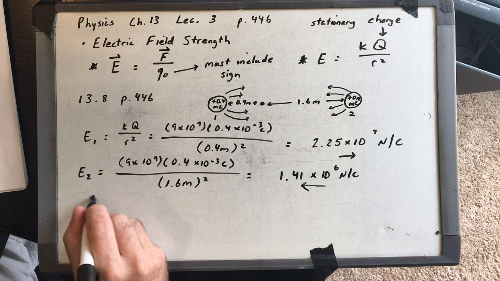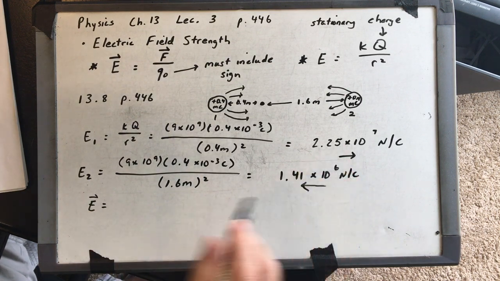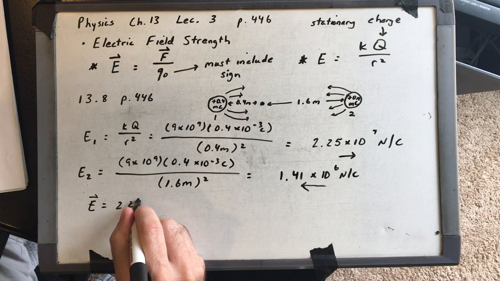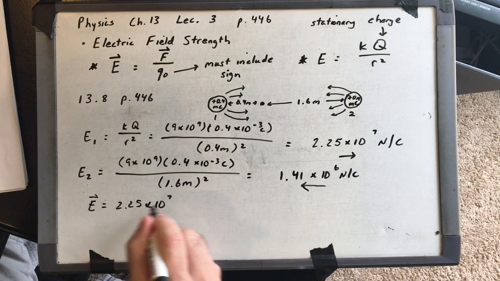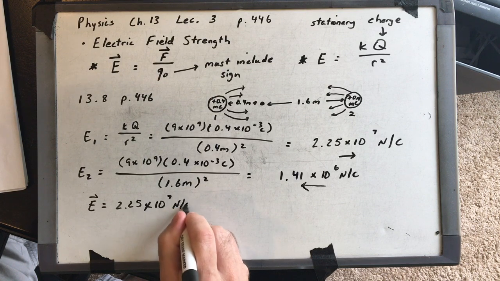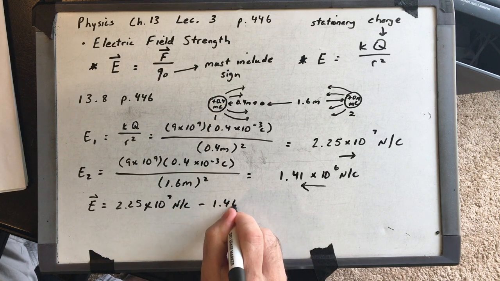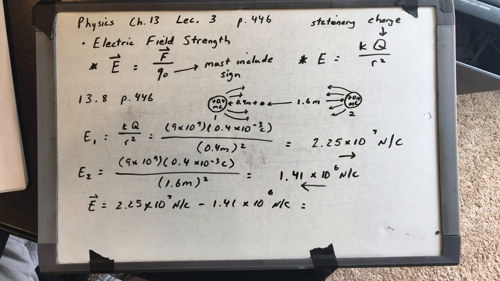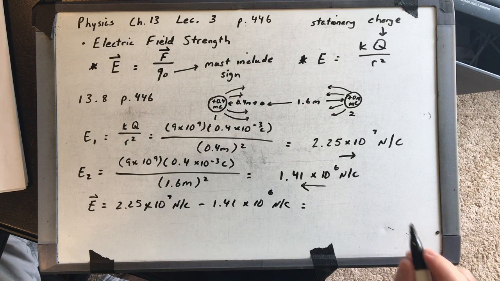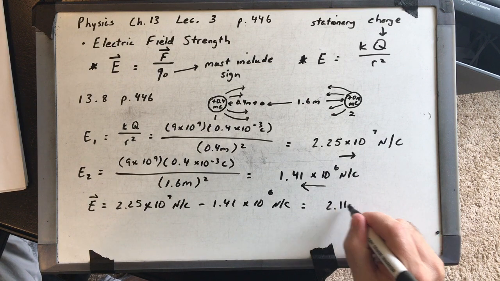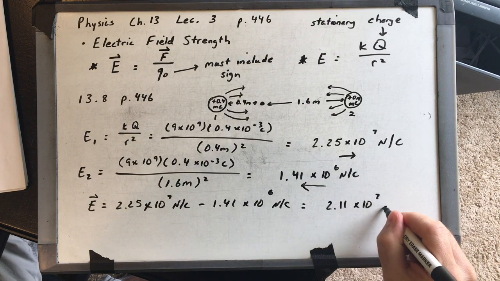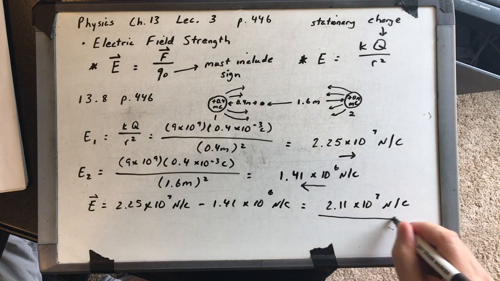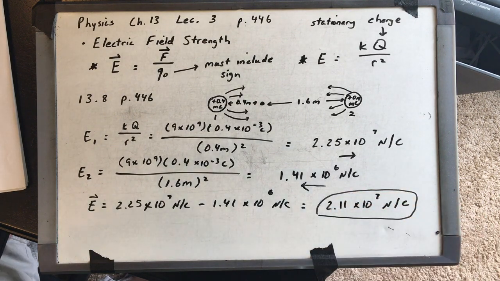So the vector electric field is going to be the right minus the left. 2.25 times 10 to the 7th minus 1.41 times 10 to the 6th. So that'll be 2.11 times 10 to the 7th newtons per coulomb. Okay, so that is the answer to the first question.